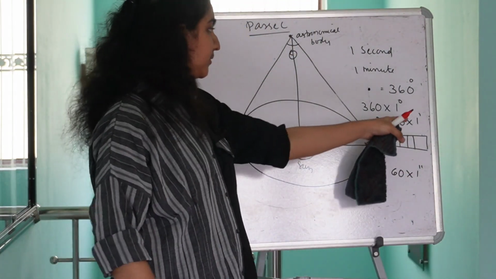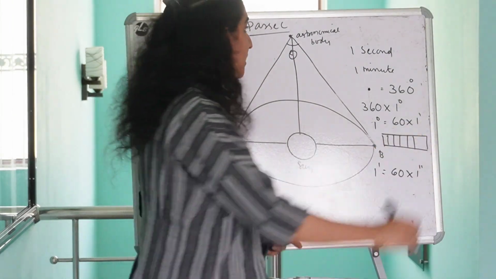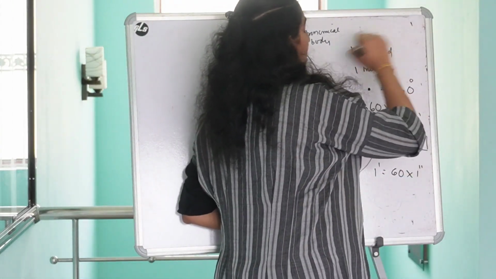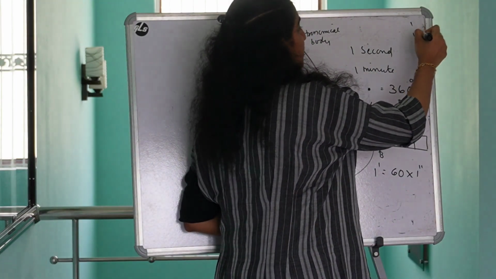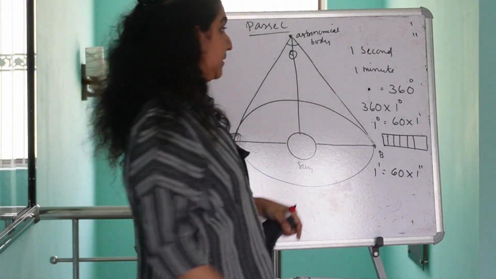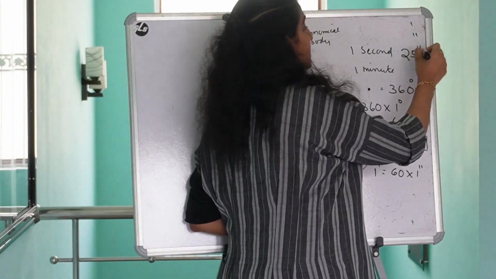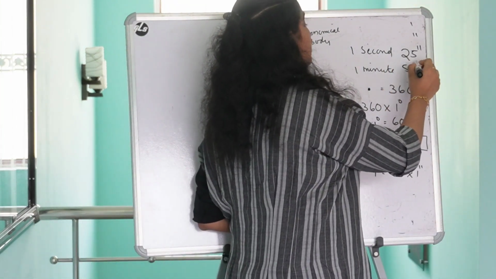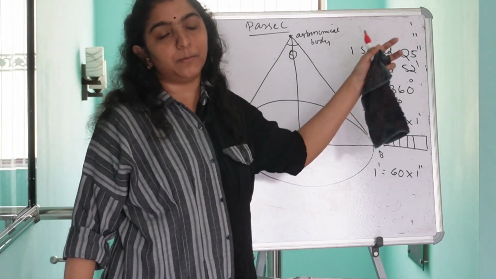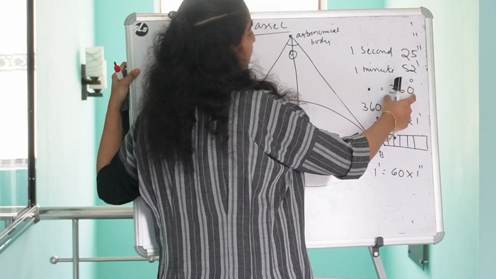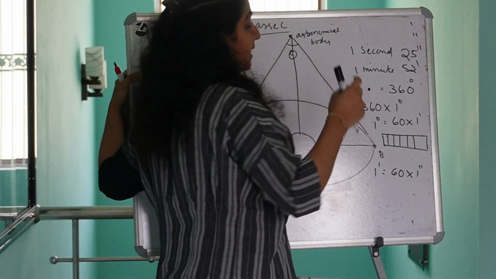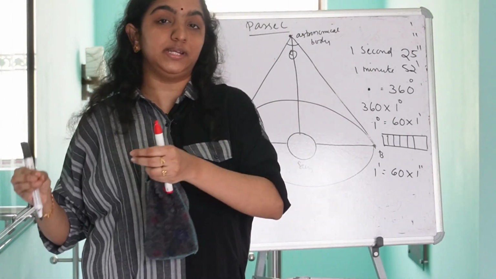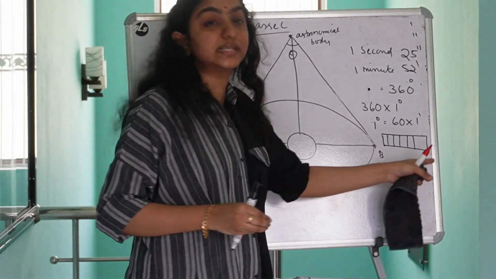Is it clear? We usually represent minute by using a single quote, and we represent second by using double quotes. For example, if it is given 25 double quotes, it means 25 seconds. If it is given 52 single quote, what does it mean? It means 52 minutes. Is it clear? So 360 degrees, and 1 degree is equal to 60 minutes, and 1 minute is equal to 60 seconds.